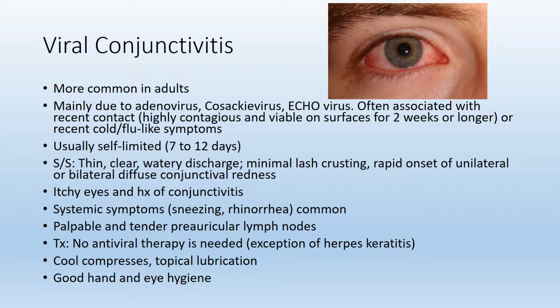There may be itching of the eyes or a history of conjunctivitis. Systemic symptoms may include things like sneezing and rhinorrhea, and palpable and tender preauricular lymph nodes may be present. You don't need to treat this unless you suspect that it's herpes keratitis, in which case you'll refer on to ophthalmology. For symptom management, patients can try cool compresses or topical lubrication, and you want to encourage good hand and eye hygiene.